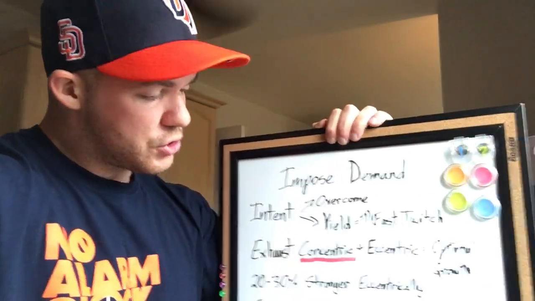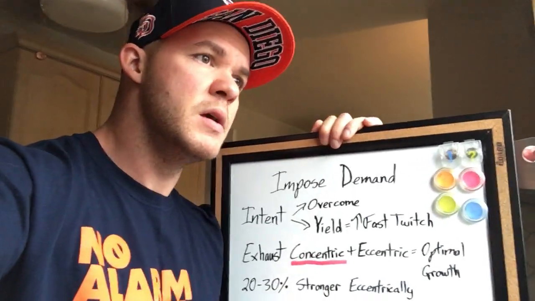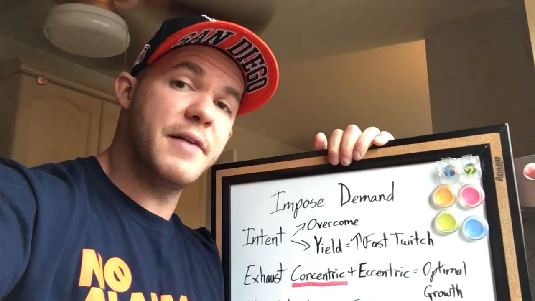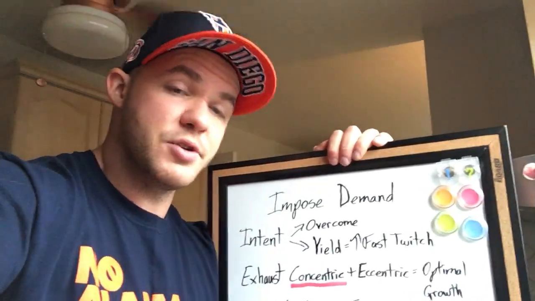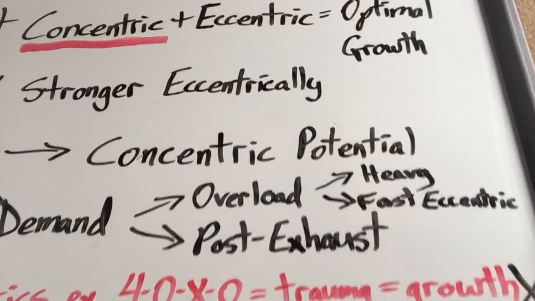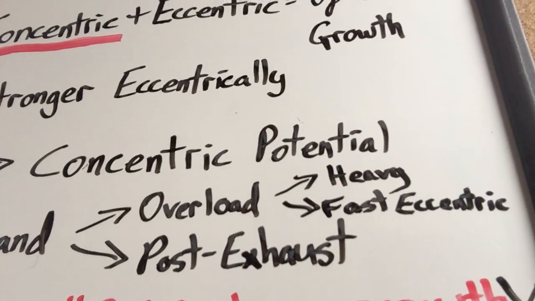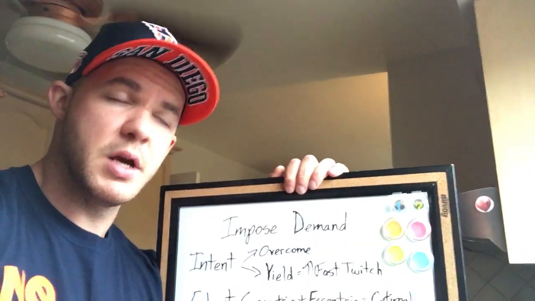Now, because we are stronger eccentrically, because there's greater fast twitch fiber activation, this means to exhaust the muscles eccentrically, you're going to have to do things that you don't normally do when you only exhaust your muscles concentrically. So there's a few ways to do this. If you want to increase the eccentric demand, you can either overload the muscles or post-exhaust them. And as far as overload is concerned, you can either go really heavy or perform fast eccentrics, like they do with plyometrics, a fast eccentric.